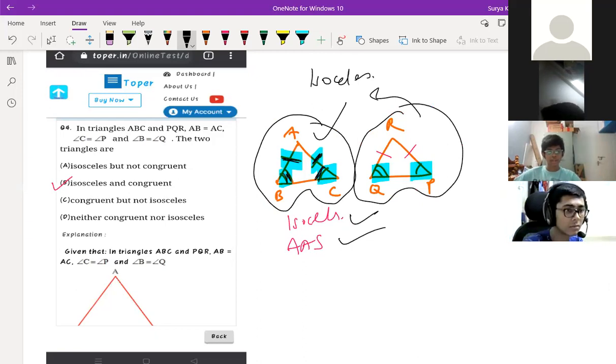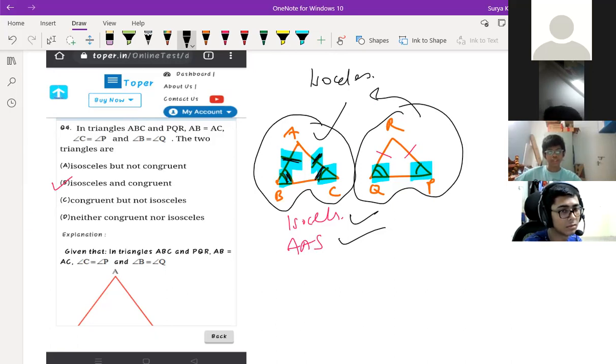Sir, but they said ABC and PQR, and here we wrote RQP. Here, ABC is equal to RQP. So what is the problem in naming? See here, angle B. So AB is not equal to PQ, right, sir? AB is equal to RQ, is there, no?